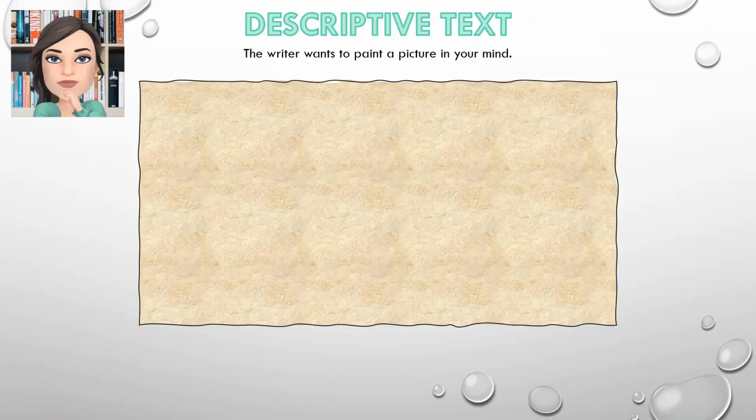And finally, let's look at descriptive text. For descriptive text, the writer is trying to paint a picture in your mind so you can visualise what they're describing. Let's look at an example.